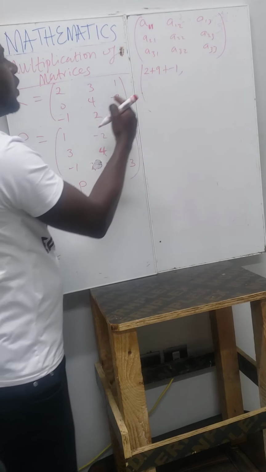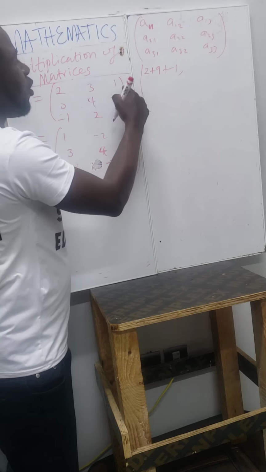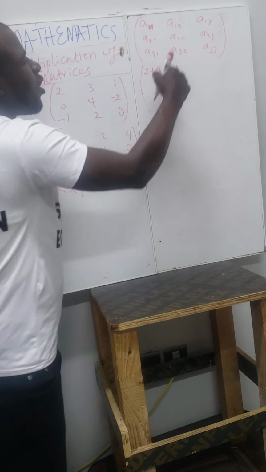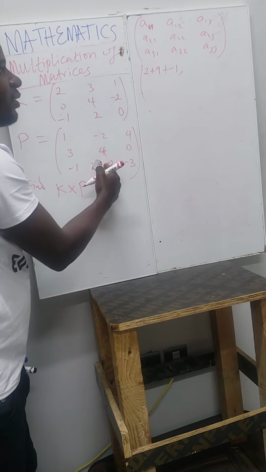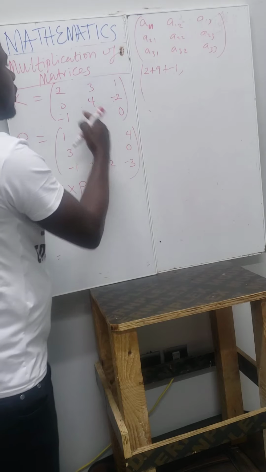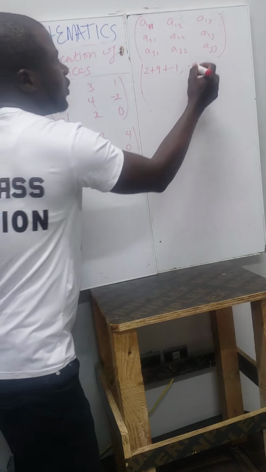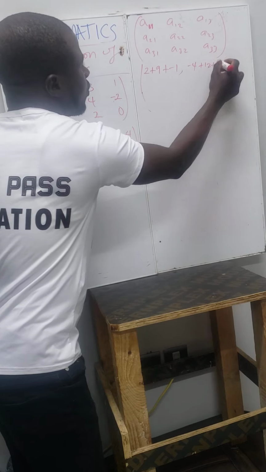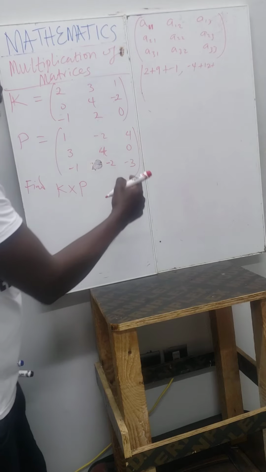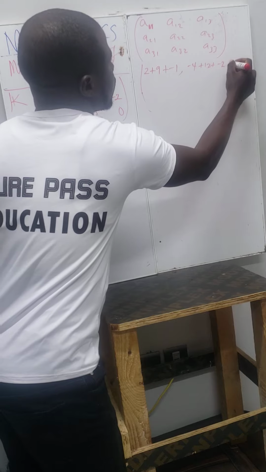That 1, 2 simply means the first row of the first matrix will be used to multiply the second column of the second matrix. That is 1, 2. This one multiplied by this. 2 multiplied by minus 2, minus 4. 3 multiplied by 4 is 12, plus 12, plus 1 multiplied by minus 2. That is minus 2, comma.